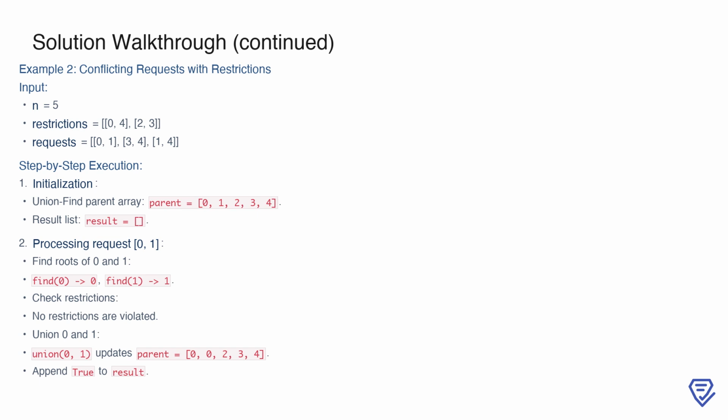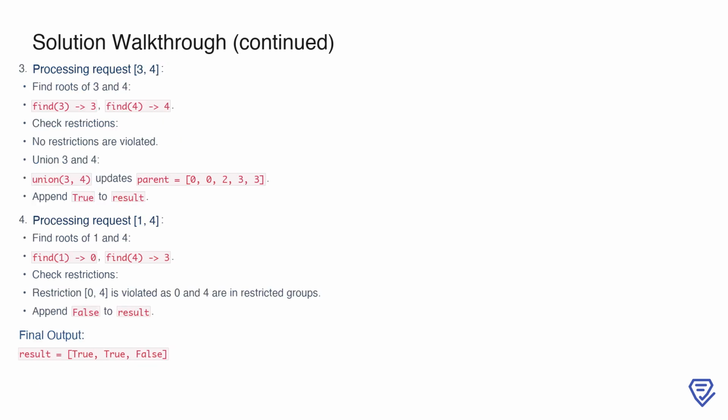The friend requests are [0,1], [3,4], and [1,4]. We initialize the UnionFind structure with each node as its own parent, represented as [0, 1, 2, 3, 4], and an empty result list. For the first request, [0,1], the roots of 0 and 1 are distinct, 0 and 1. Since no restrictions involve these nodes, we can safely union them. Performing the union updates the parent array to [0, 0, 2, 3, 4], and we append true to the result list, marking the request as successful.